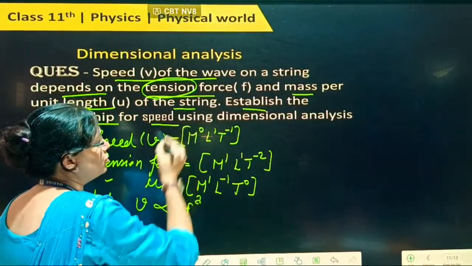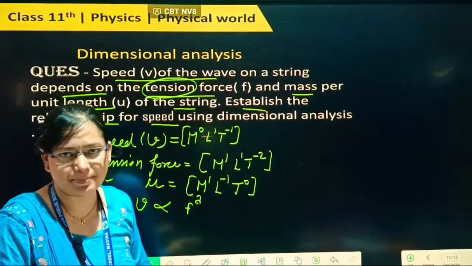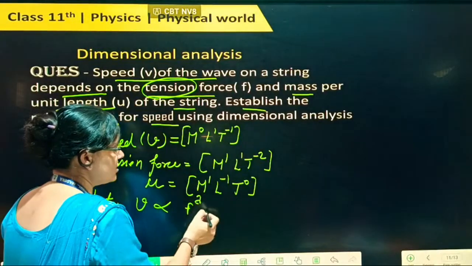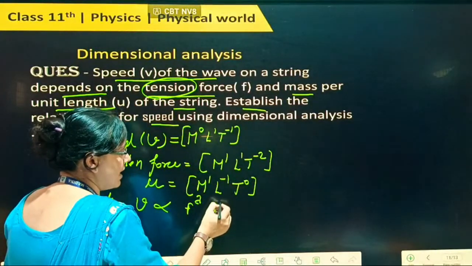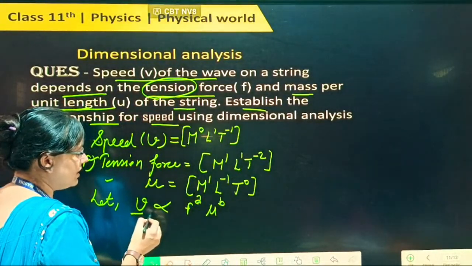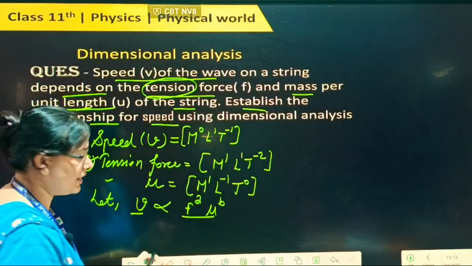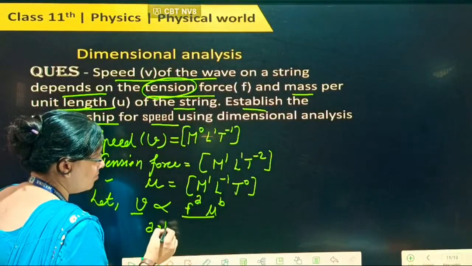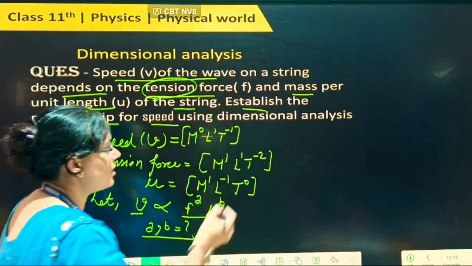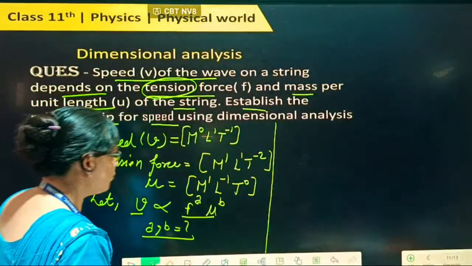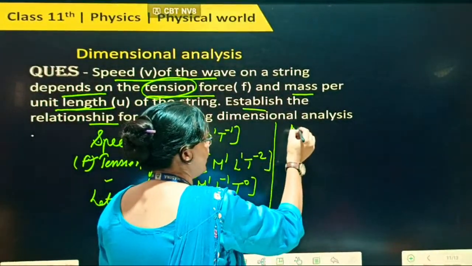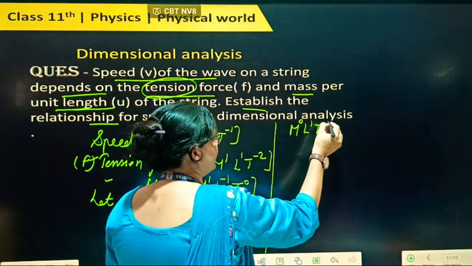Next, it depends upon the mass per unit length, m raised to power b. We don't know whether it depends, or how, so we write b. We have to find the relation of speed with these quantities, so we have to find a and b. Now how do we solve this? Write the dimension formula of each quantity in this relation. For the velocity we write M^0 L^1 T^-1.